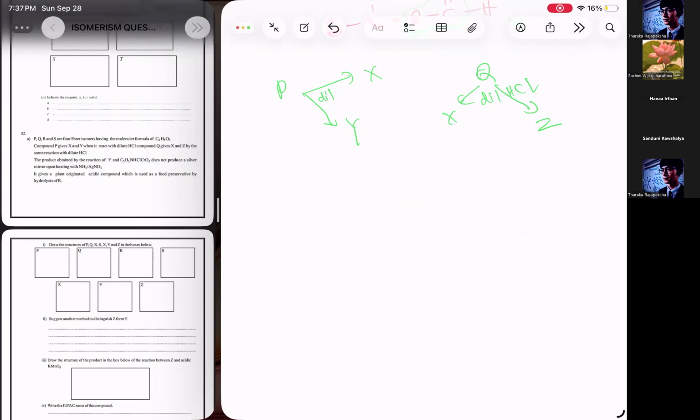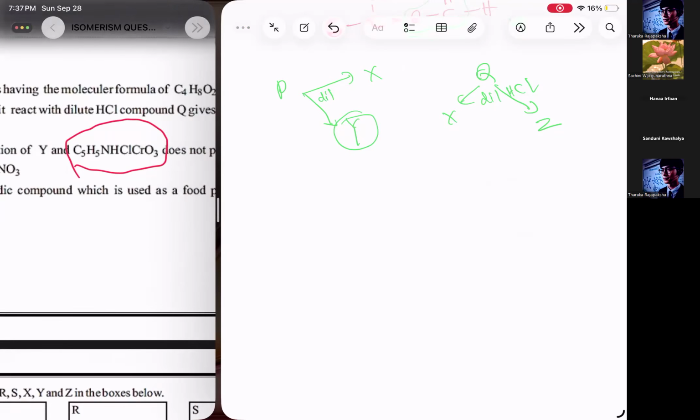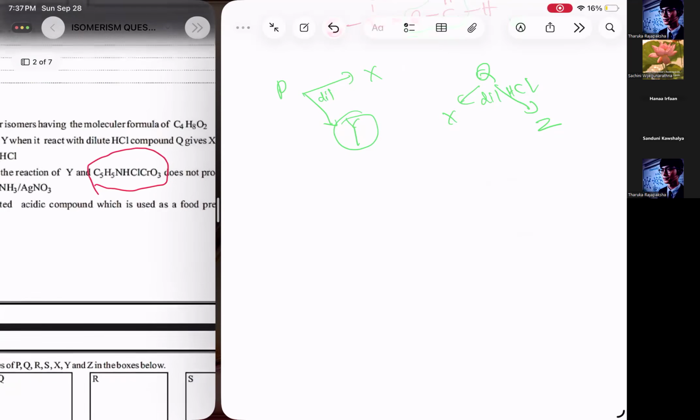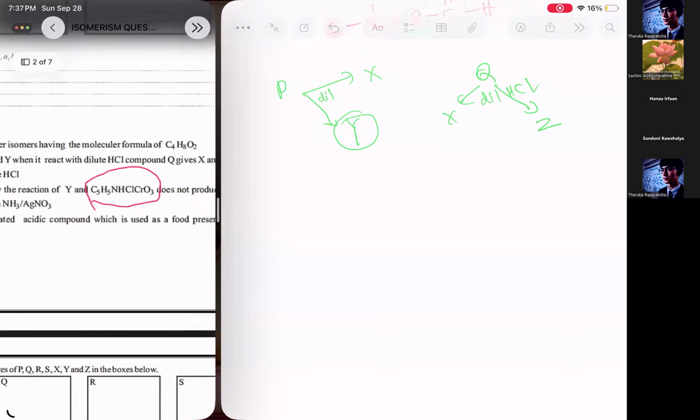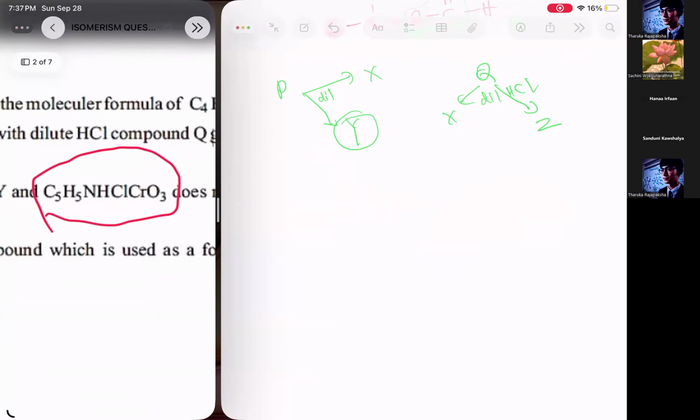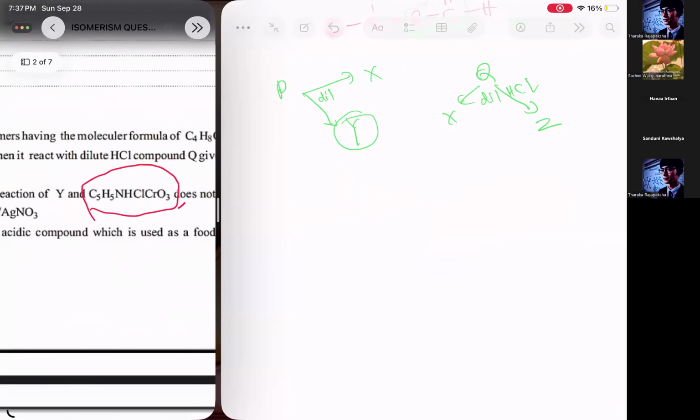The product obtained by the reaction of Y, and what is this? C5H, what the hell is that? That is PCC, people. You might not know it, but certain class notes have given it like that. So that is the reason I gave this question. You might not know this. This is called PCC, the PCC structure. The first day you knew it.